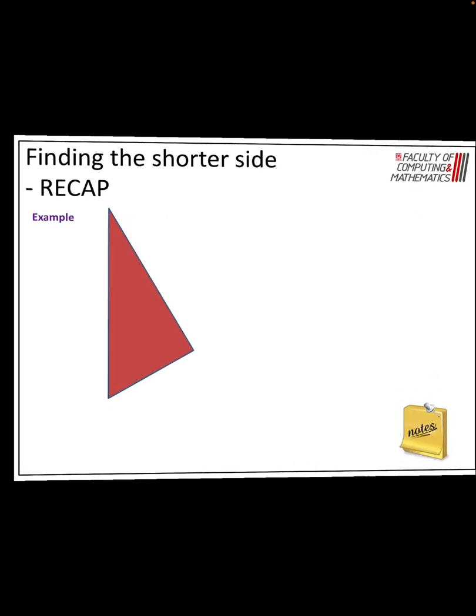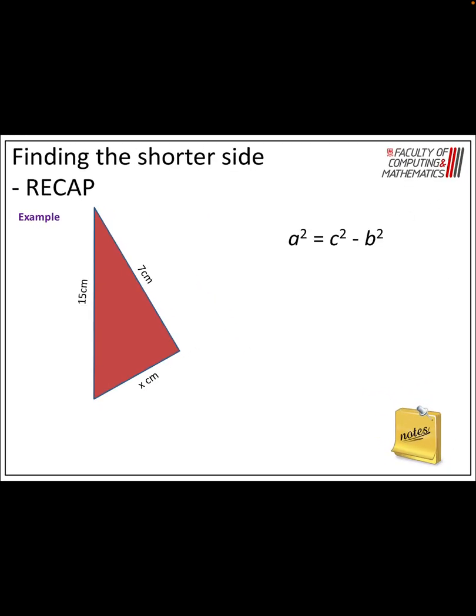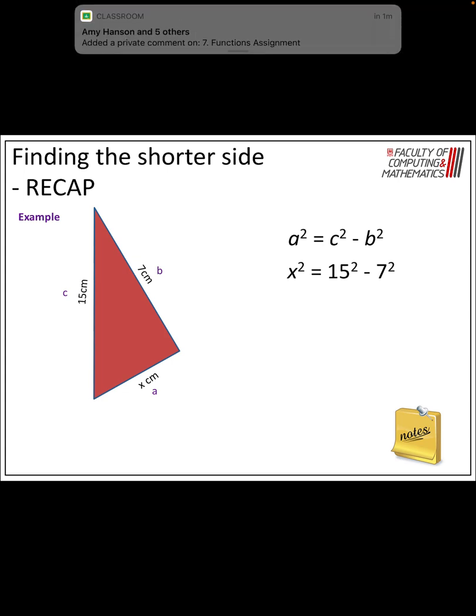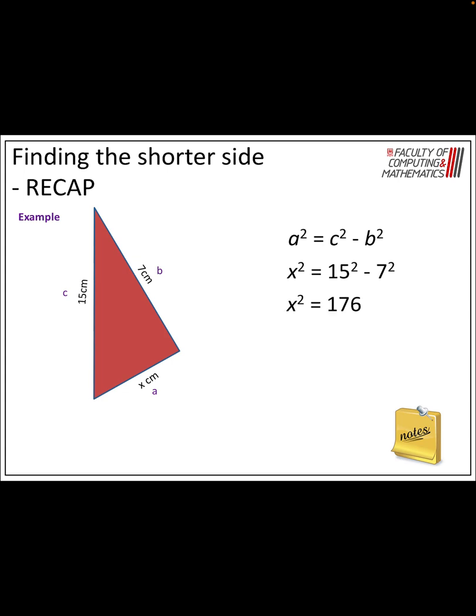So finding the shorter side, so there's my triangle. I'm going to use the formula a squared equals c squared minus b squared. At this stage I'm doing the same thing that I did last time. I'm substituting in all the values that I've got, with the hypotenuse coming first. So 15 squared is 225. I should probably have put that in there. So x squared is equal to, square them out, 225 minus the 49, which will give you that 176. Then take the square root of them, and you'll get 13.3.